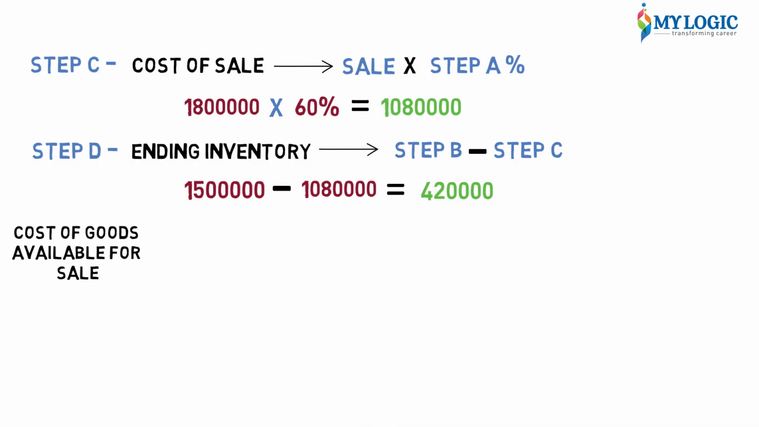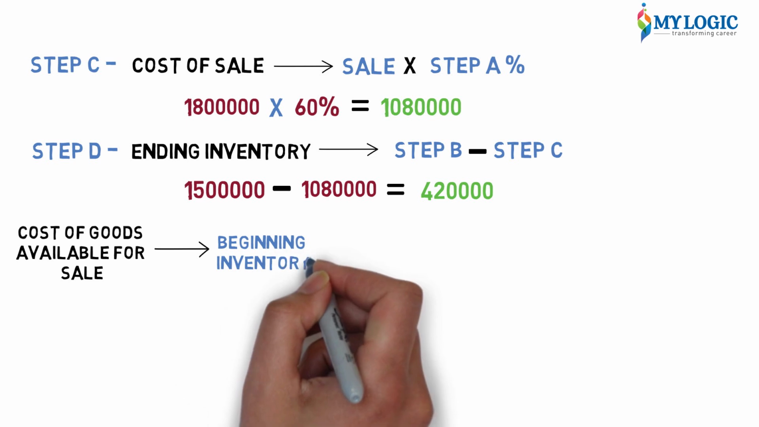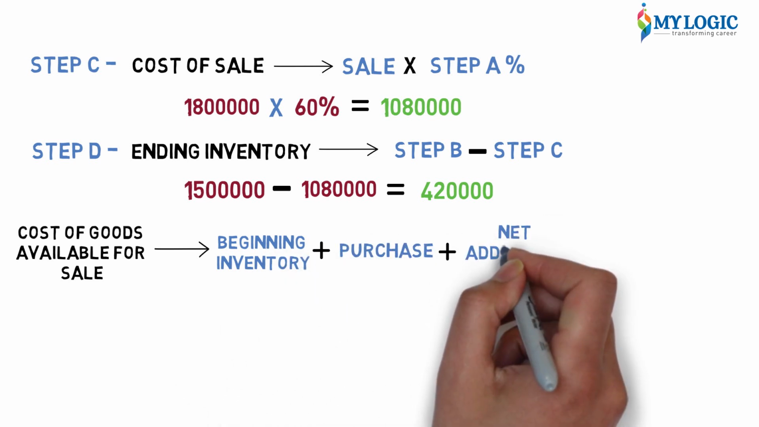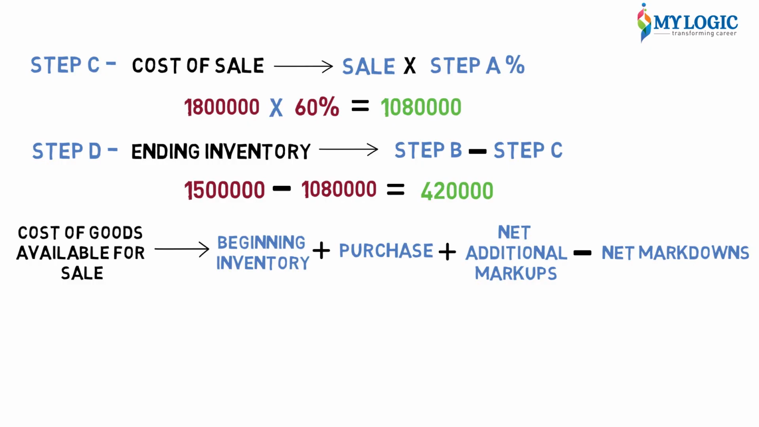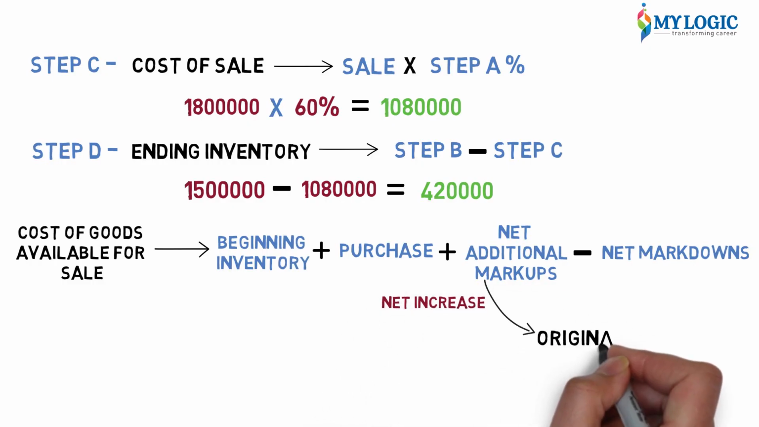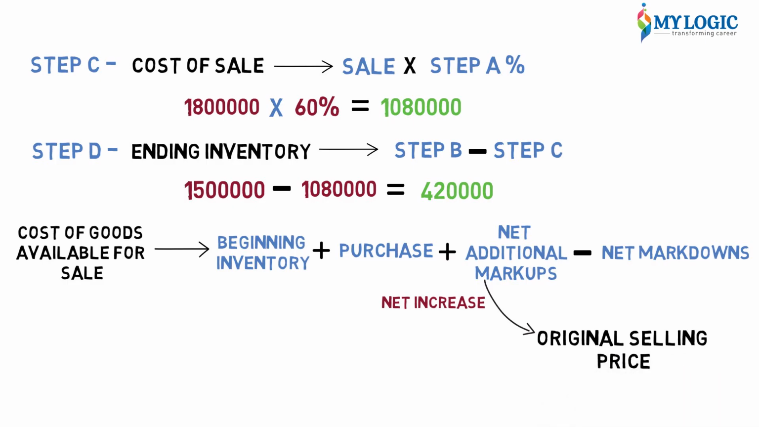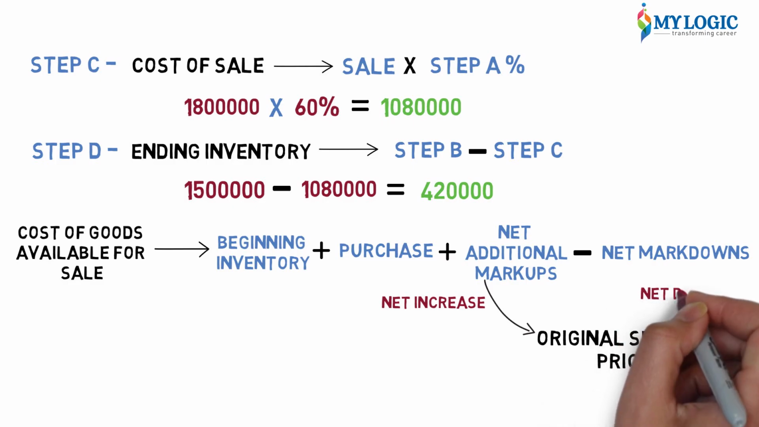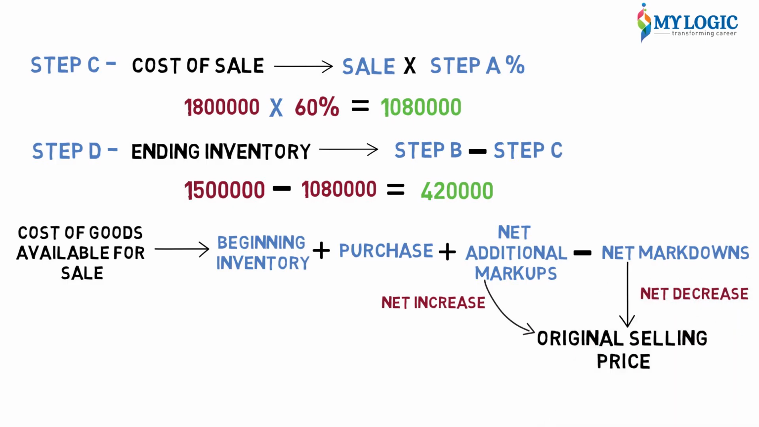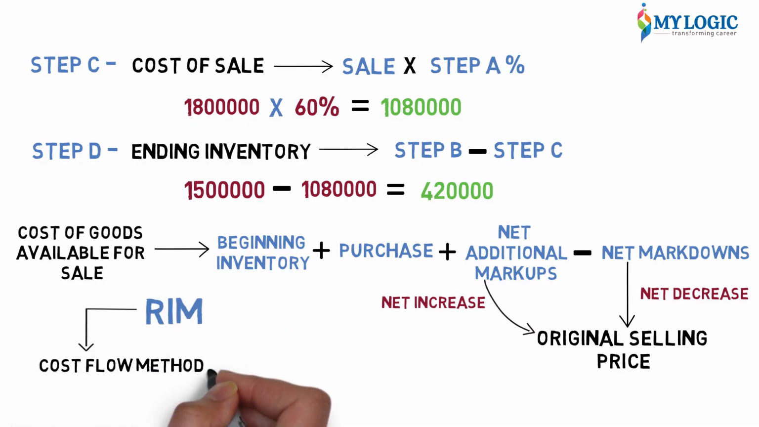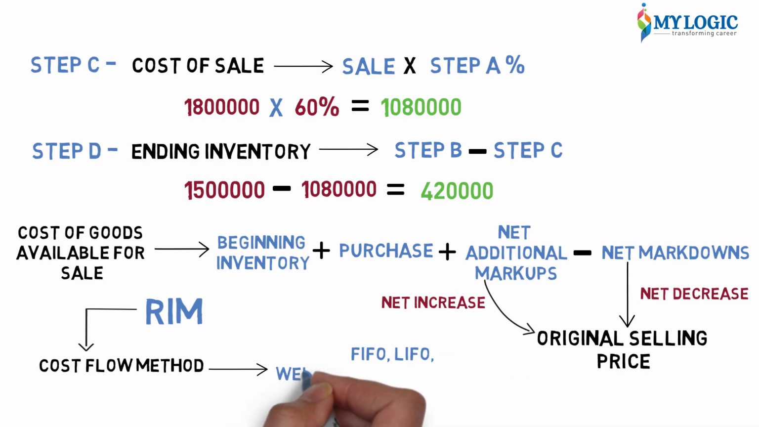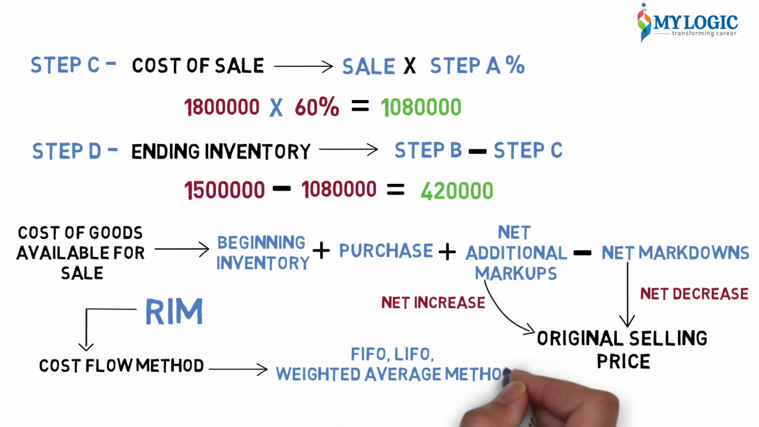$420,000. Cost of goods available for sale can also be derived as beginning inventory plus purchases plus net additional markups minus net markdowns. Net additional markups: this is the net increase in the original selling price. Net markdowns: this is the net decrease in the original selling price. RIM is a special cost flow method apart from FIFO, LIFO, and weighted average method.